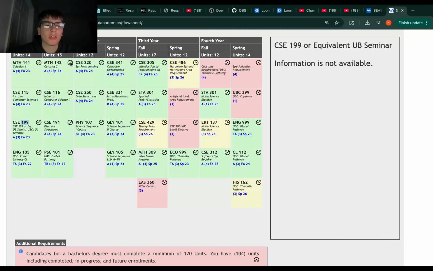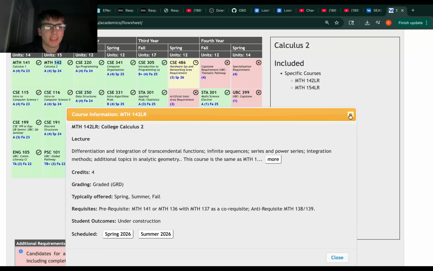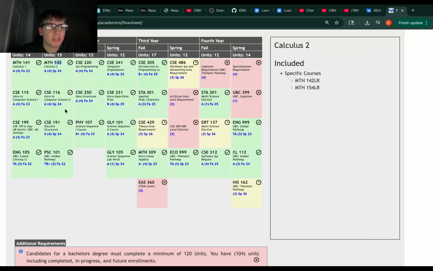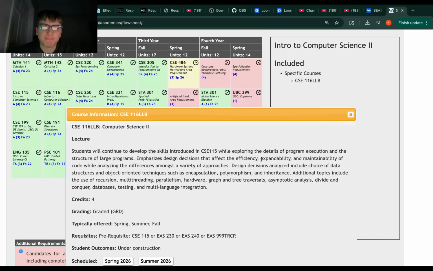Calc 2, more integrals, just all integral stuff. Really fun, not really. Got an A though. CSE 116, which is CS2 here at UB. This is in Java. Talks a lot about objects, how to make an object, methods, changing an object. We'll talk about linked lists, trees, graphs, all three fundamental data structures in the world of computer science.